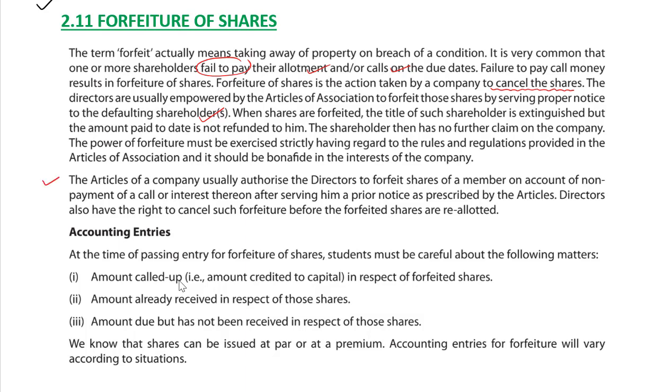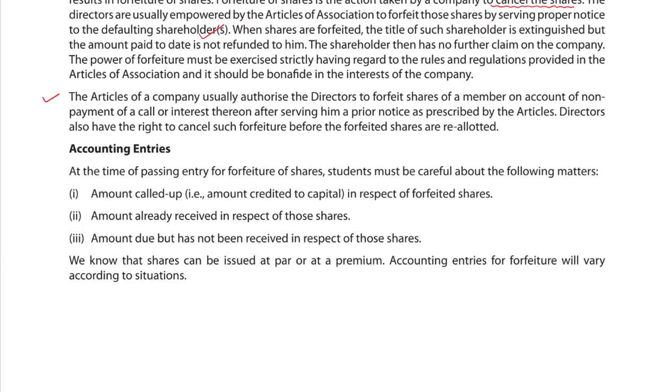The articles of the company usually authorize the directors to forfeit shares of the members on account of non-payment of call or interest thereon after serving him a prior notice as prescribed by the Articles of Association. Directors also have the right to cancel such forfeited shares before the forfeited shares are re-allotted.